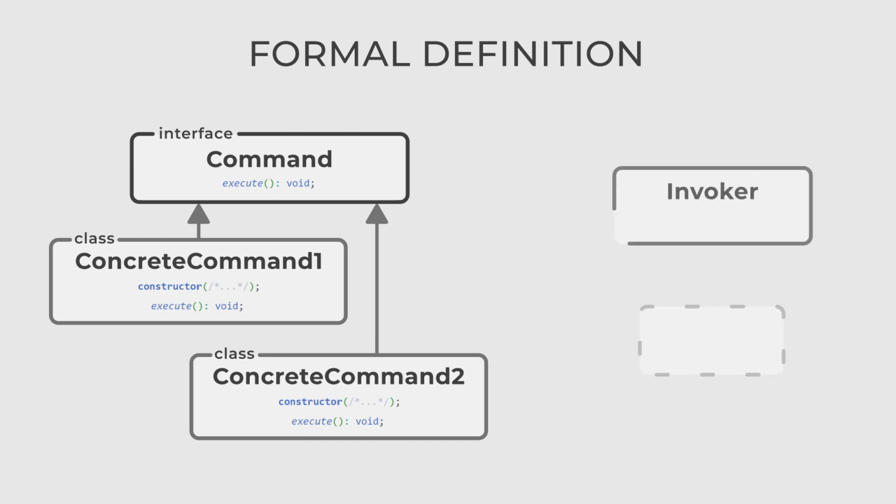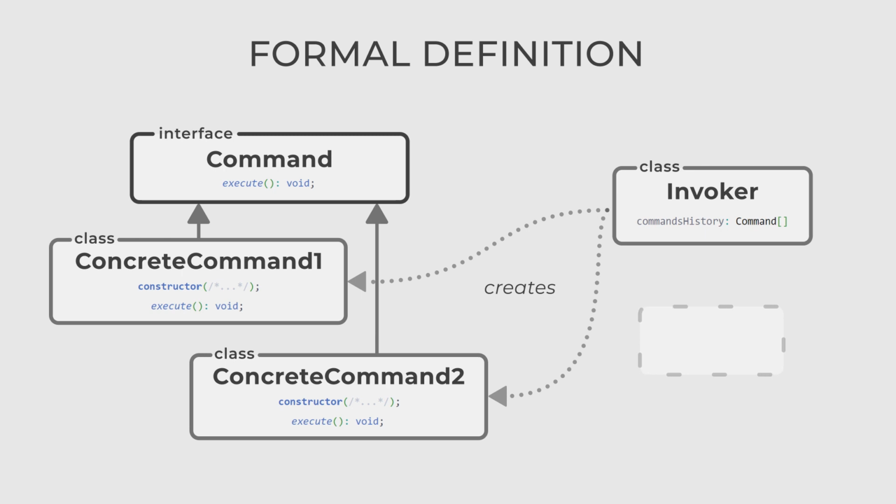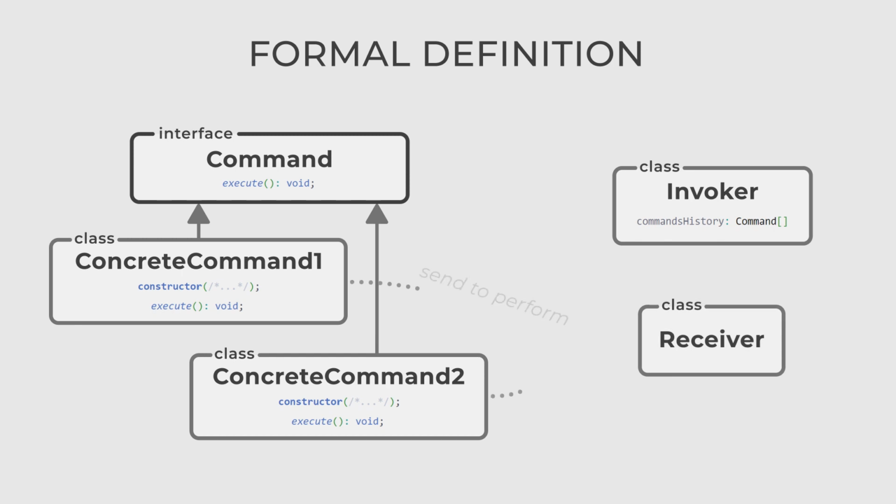The invoker class holds and manages the command objects. It triggers the execution of commands through the execute method. And finally, the receiver is a class that performs the actual action associated with the command. It knows how to carry out the operation.